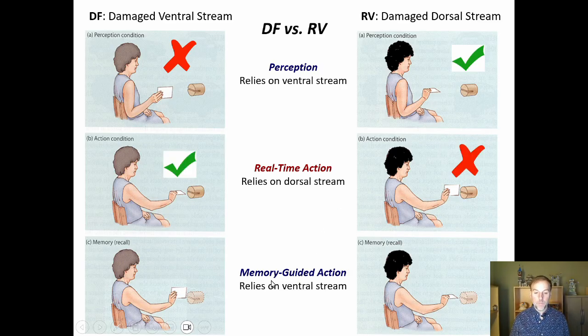And then finally, memory-guided action. So not the most common sort of movements we make, but it shows us something interesting about the brain. So to do these, remember you need your ventral stream. RV has a ventral stream, so she'll be good at it. DF will be bad at it. And the way they're trying to demonstrate that it's memory here, because you can't really tell whether the eyes are open or not, but see the mailbox, how it's dotted here? They're trying to say she saw the mailbox, closed her eyes, and then tried to mail the letter.